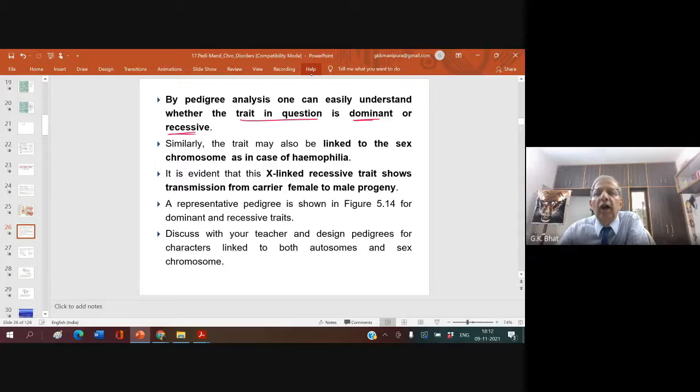Similarly, the trait may also be linked to sex, as seen in the case of hemophilia, where it is evident that this X-linked recessive trait shows transmission from carrier female to male progeny.